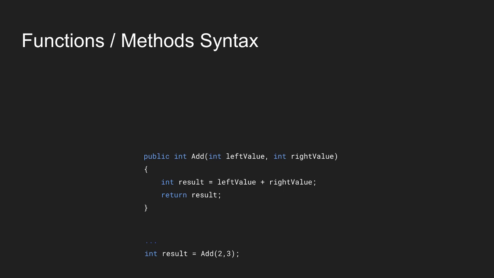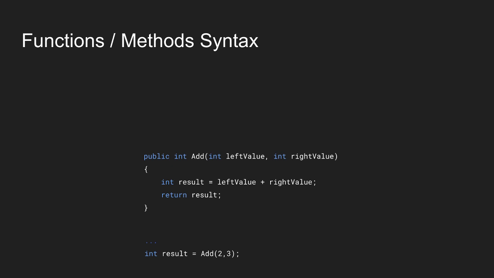Okay, so now we're getting to functions and methods, and this is more of the data flow part of things. So we have a declared method here in C#. What this function does is it takes 2 integer values, a left value and a right value, and it adds them together, and then we're returning that value.